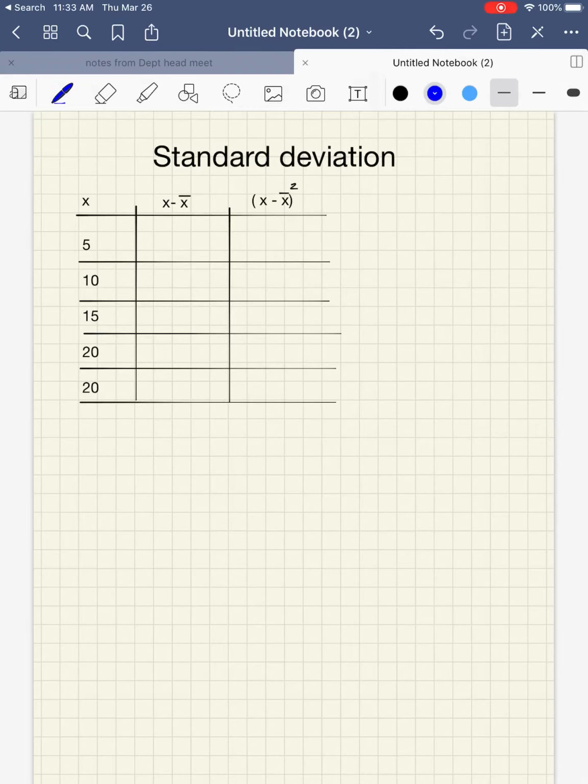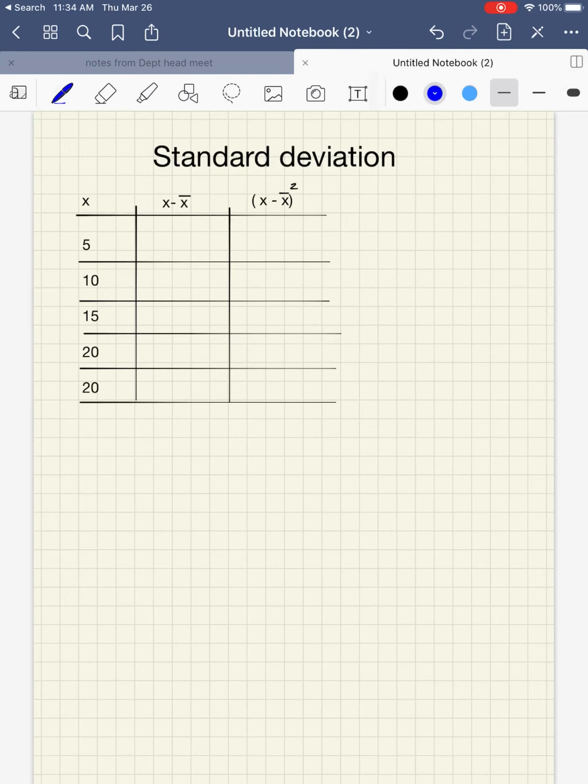Here's a quick video on how to find standard deviation. So I have a set of numbers, 5, 10, 15, 20, and 20. It could be any set of numbers. And the first thing that we're going to do is find the average of those numbers.